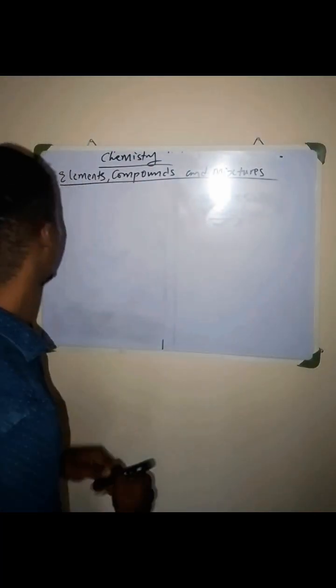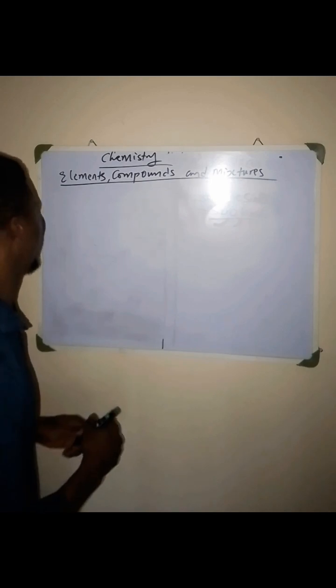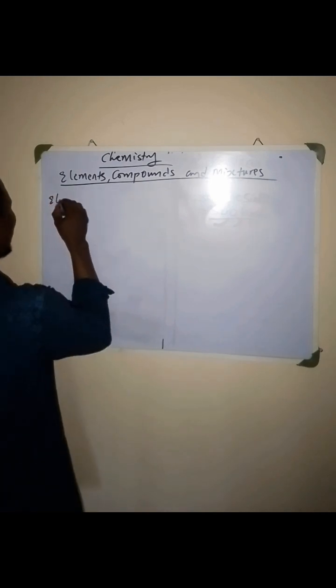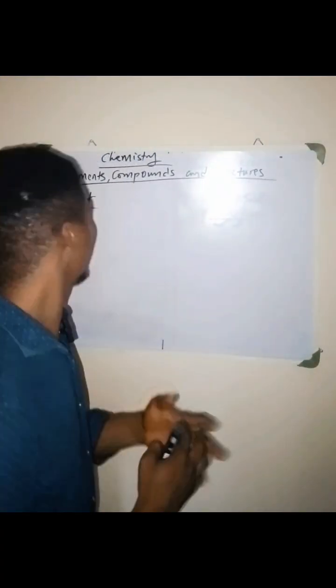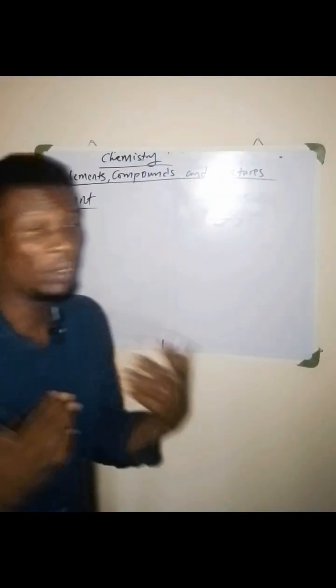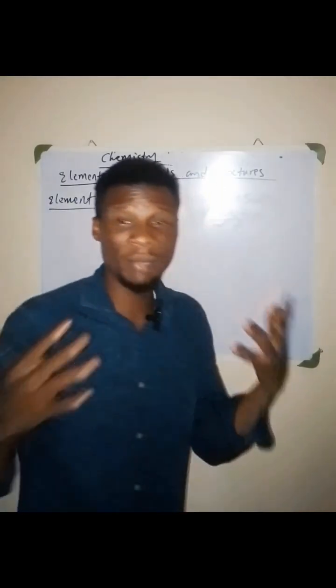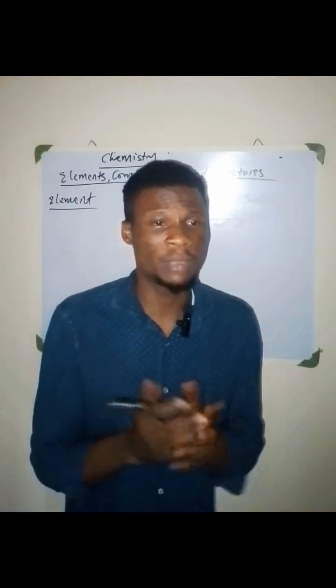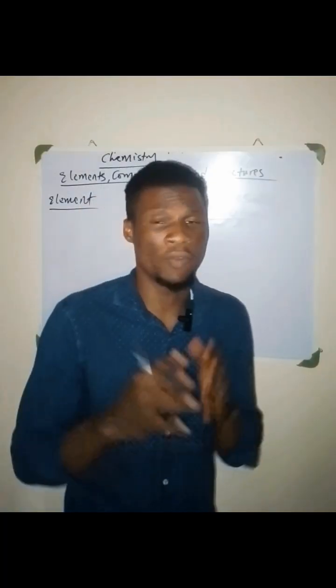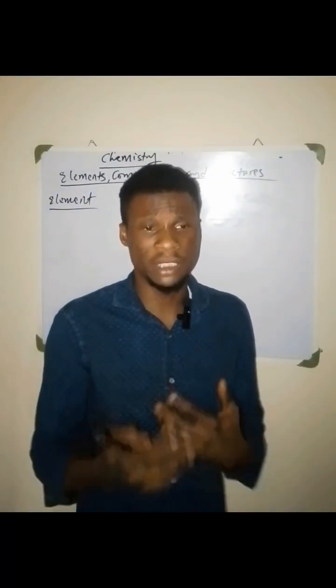So first of all, what is an element? We're starting from an element. An element is a single substance that cannot be split further into simpler substances. It consists of only one type of atom. That means it cannot be split into what? Simpler substances.